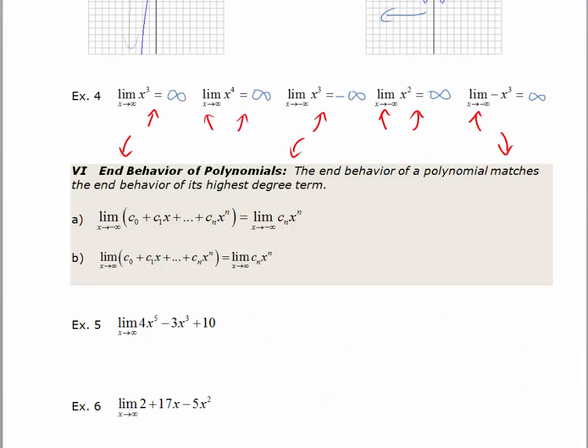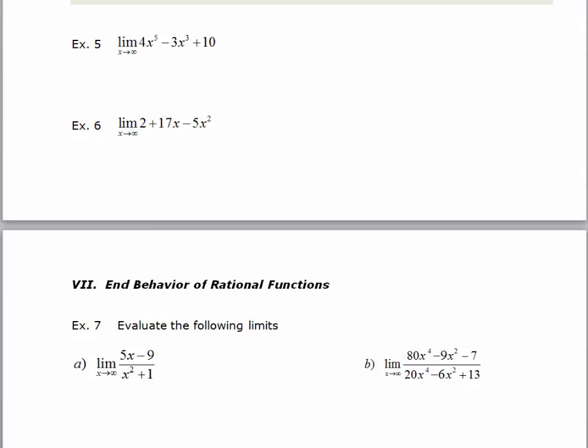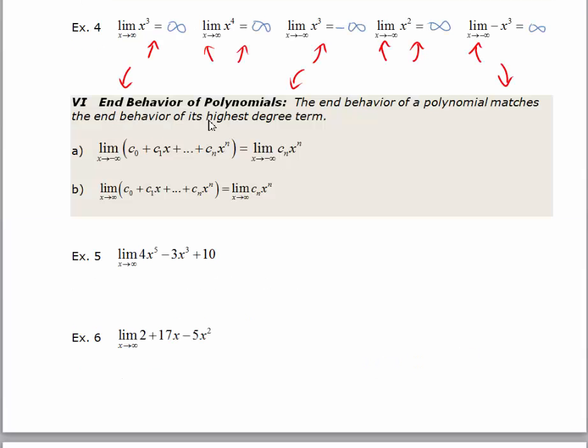So this brings us to the next idea, and that's the end behavior of polynomials. The end behavior of a polynomial matches the end behavior of its highest degree term. In pre-calculus or an algebra class, you should have learned that when you're dealing with end behavior, you only need to worry about the term with the highest power, or the highest degree. Because eventually that takes over. As x gets really, really large or very, very negative, that takes over and these other terms become insignificant.